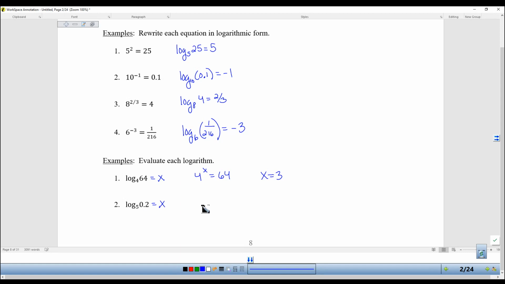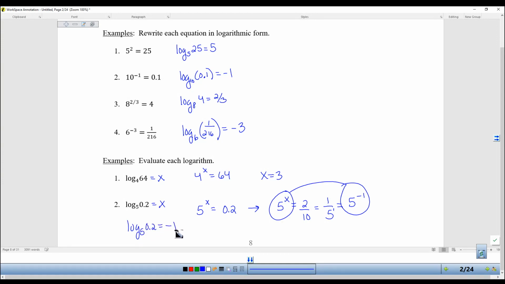On this one, it's saying to evaluate this. What is this equal to? Well, it's just saying 5 to the what is equal to 0.2. And you might be saying, well, now I don't know. Well, let's think about that. This is a base 5, and 0.2 is the same as 2/10, which is the same as 1 over 5, which is the same as 5 to the first on the bottom, which means it's the same as 5 to the negative 1 on the top. Now, do you see it? Took a little work, but log base 5 of 0.2 is negative 1.